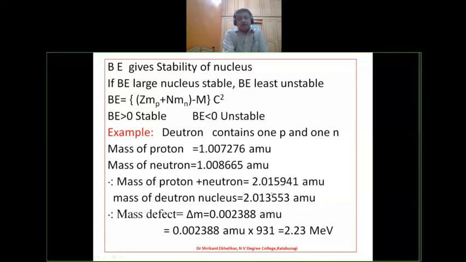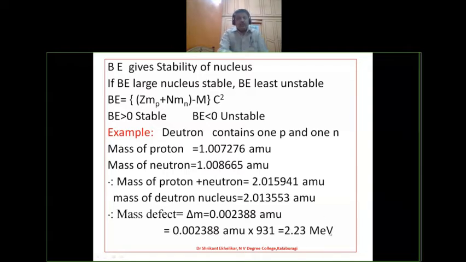Therefore, the mass of proton plus mass of neutron is this, whereas the directly measured mass of the deuteron nucleus, 1 proton and 1 neutron together, is 2.013553 atomic mass units. This is smaller; this is the real mass. Assumed mass minus real mass is the mass defect. It is 0.002388 atomic mass units, and if you multiply, you know that it is 2.23 MeV.